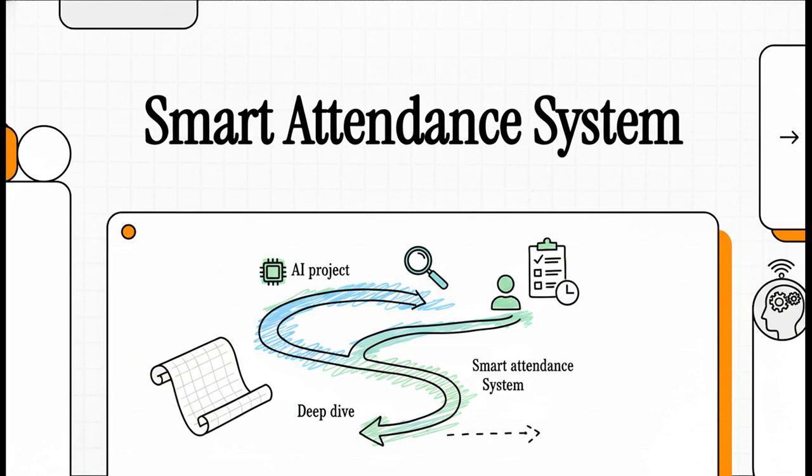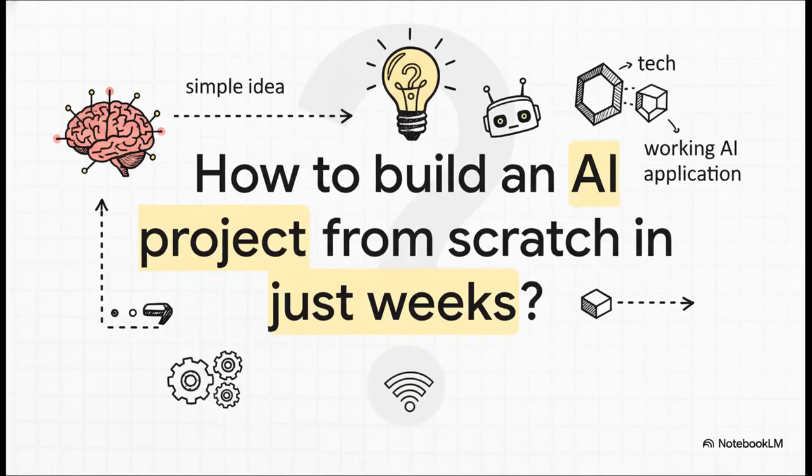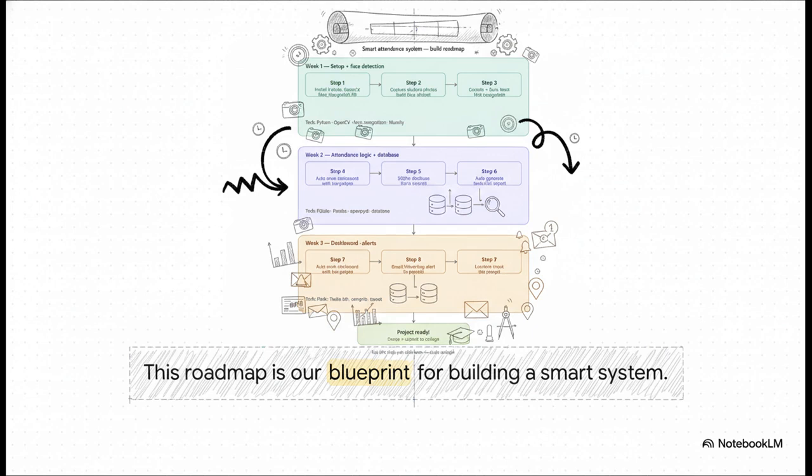Let's get into it. So, have you ever seen a piece of smart tech and just wondered, how on earth do you even start building something like that? Well, that's exactly what we're going to pull back the curtain on today. We're talking about going from just an idea to a fully working AI app in a lot less time than you might think. And this is our guide. Think of it as the blueprint for everything we're about to talk about. It lays out the entire project in 3 really clear, manageable chunks. We're going to walk through this whole thing together, 1 week at a time.